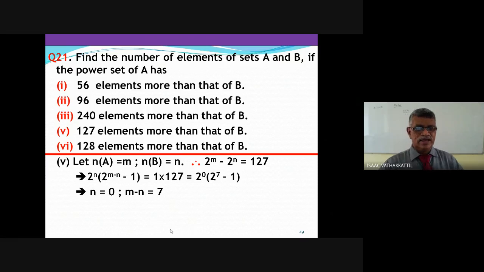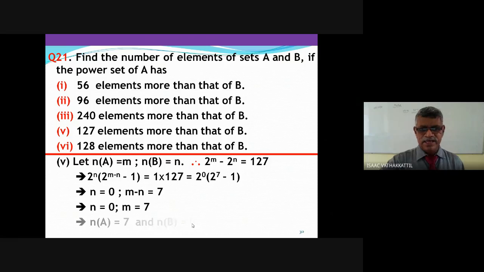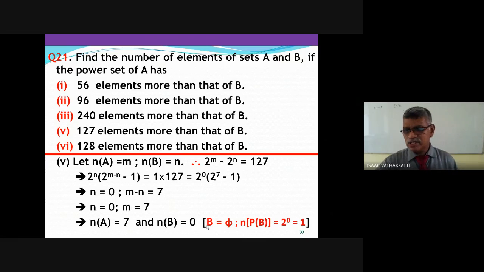Don't worry, N can be 0 also. And M minus N is 7. So M equal to 7 plus N, that is 7 plus 0, that is 7. That means A has M elements, that is 7 elements, and B has no element. That means B is a null set. When B is a null set, its power set has only one element, that is a set containing the null set.